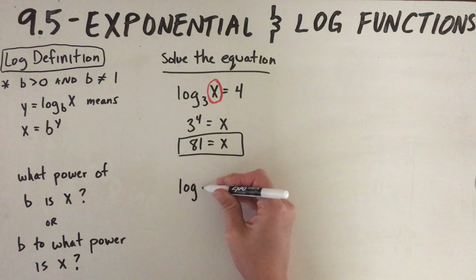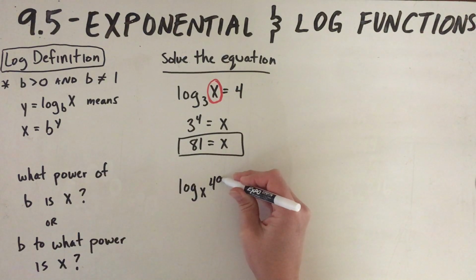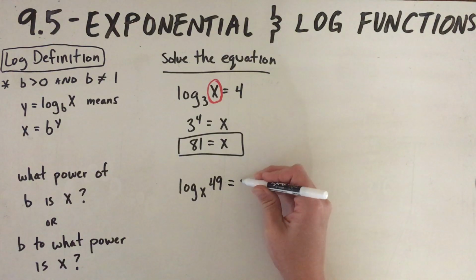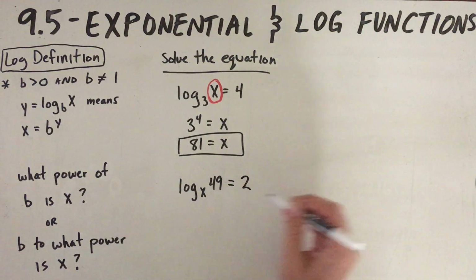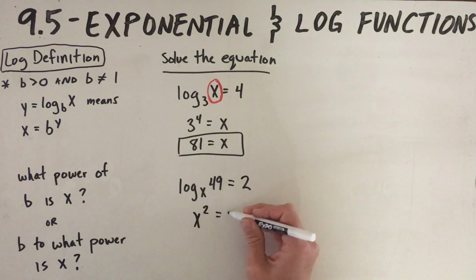So if I have, and it's the base I don't know, log base x of 49 is 2. Okay, so again, I'm just going to switch these two and put it in exponential form and say x squared is 49.